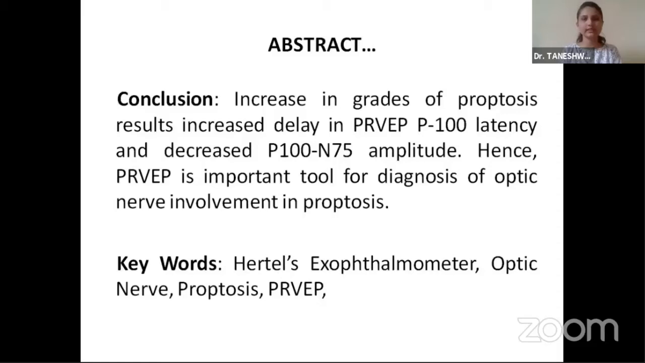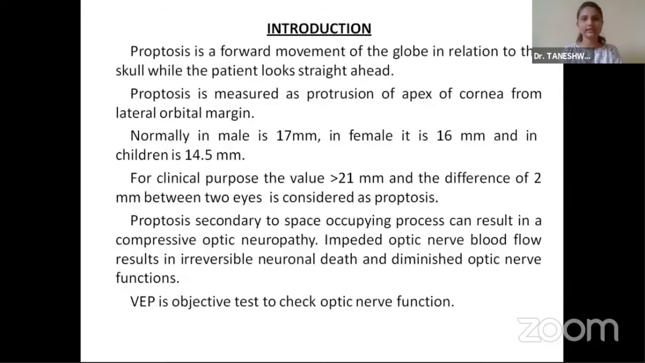Proptosis is the forward movement of the globe in relation to the skull when the patient looks straight ahead. Proptosis is measured as the protrusion of the apex of the cornea from the lateral orbital notch. Normally in males, this distance is about 17 millimeter, in females it is 16 millimeter, and in children 14.5 millimeter. For all clinical purposes, values of more than 21 millimeter, or a difference between two eyes of 2 millimeter, is considered as proptosis.